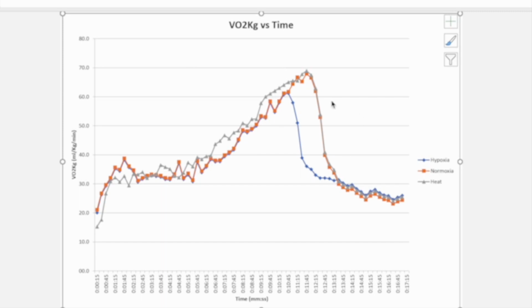So what you'll see is Tyler's VO2 max was identical between the normal trial and the hot trial. What that means is his performance was the same. It wasn't negatively affected by the heat. And the reason that's the case is because he was only exposed to the heat for about 12 minutes. He was able to effectively thermoregulate over that 12-minute period, and we saw that his core body temperature, although it increased, never got above 38 degrees.